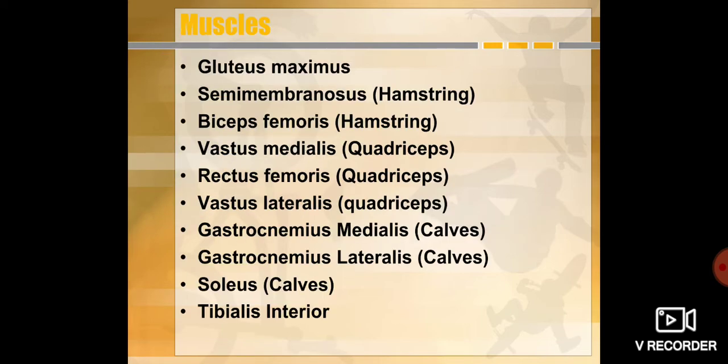The muscles that are involved are gluteus maximus, semimembranosus hamstring, biceps femoris hamstring, vastus medialis quadriceps, rectus femoris quadriceps, vastus lateralis quadriceps, gastrocnemius medialis calves, gastrocnemius lateralis calves, soleus calves, and tibialis inferior.